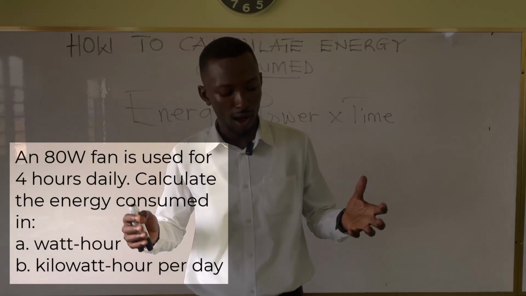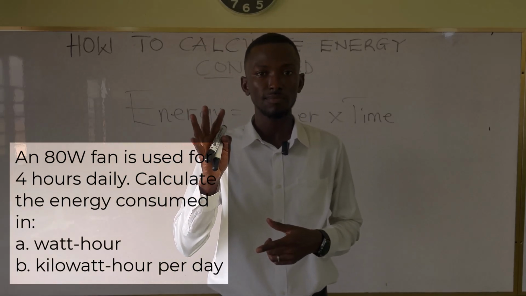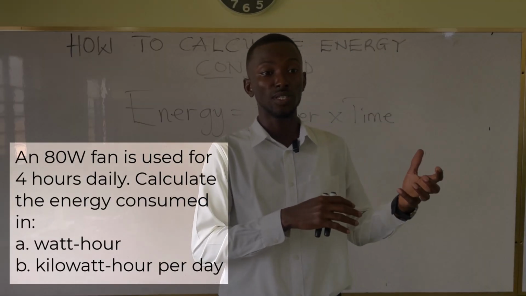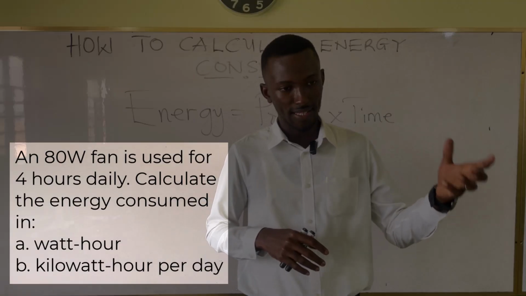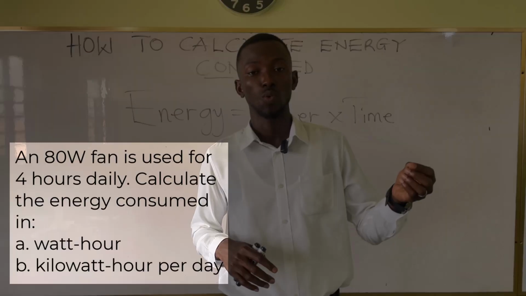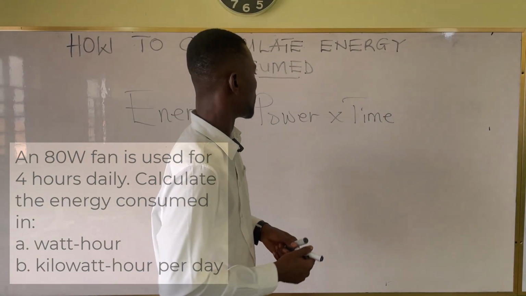So out of the 24 hours, the person uses the fan for 4 hours. So we have to calculate the energy he has consumed. The first unit is to calculate in what? Watt hour. And the next one is to calculate in kilowatt hour. So let's first write out the parameters.